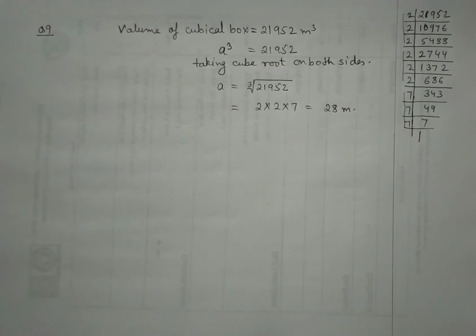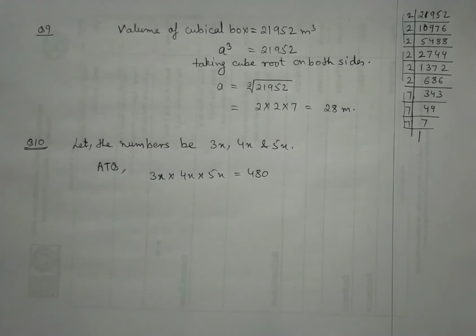Now let's do question number 10. Here we are having three numbers in the ratio of 3:4:5, and if the product is 480, you have to find the numbers. So very first of all we have to suppose the numbers be 3x, 4x and 5x, and according to the question the product of all these numbers is 480. Now we'll make a product of 3x, 4x and 5x, and we get 60x cube equals to 480.